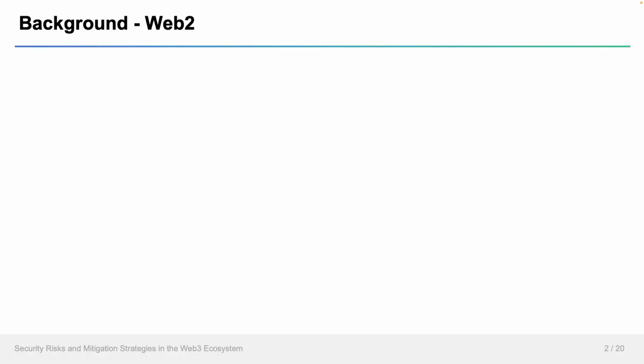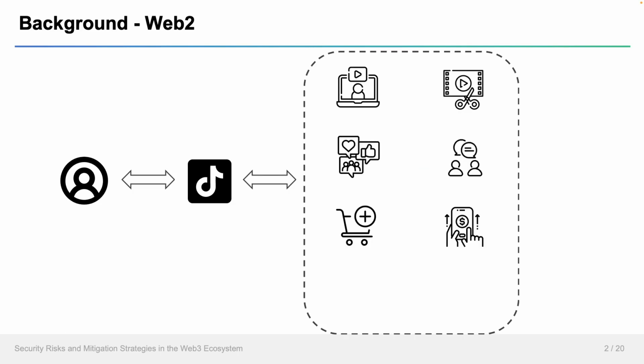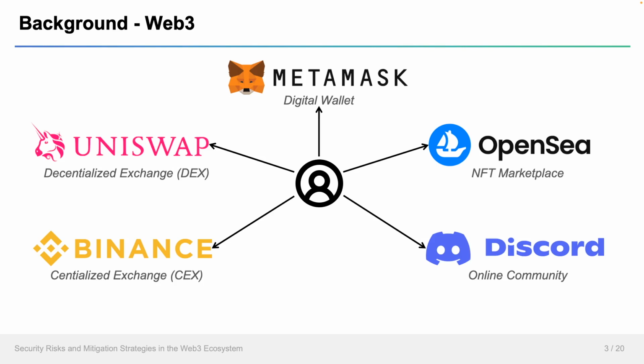In the traditional web server architecture, also known as Web2, large internet companies offer a range of services. Take TikTok for instance, users can watch and upload videos, interact with other users, and even shop within this platform. Additionally, all user data is hosted and managed by this platform. In contrast, within the Web3 ecosystem, user interactions have become increasingly intricate. Users no longer rely solely on a centralized platform for accessing various services. Instead, they must navigate and engage across numerous platforms.